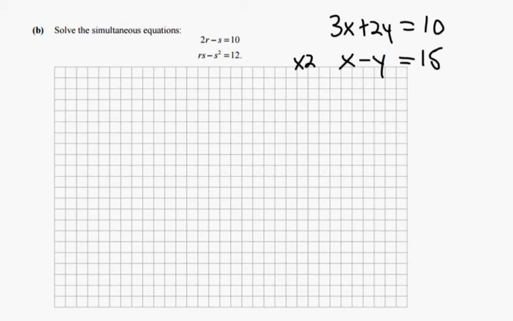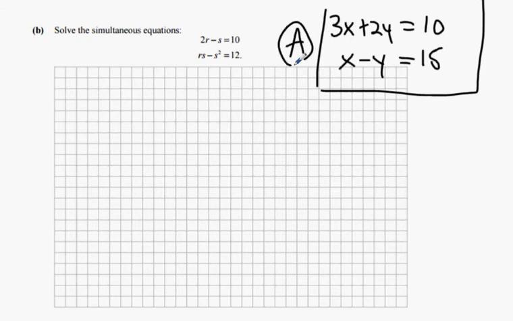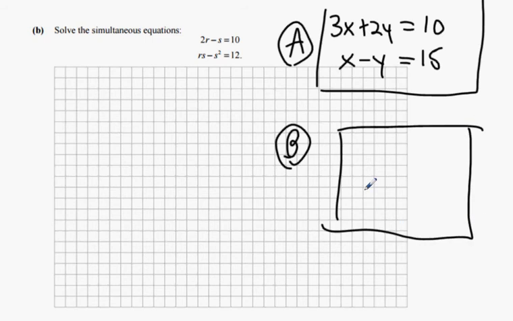There's a second type of simultaneous equation, and we would have done them recently enough. So this is one example. This is example A. The one I'm going to show you below is example B. And you have to tell me what the main difference is between A and B.